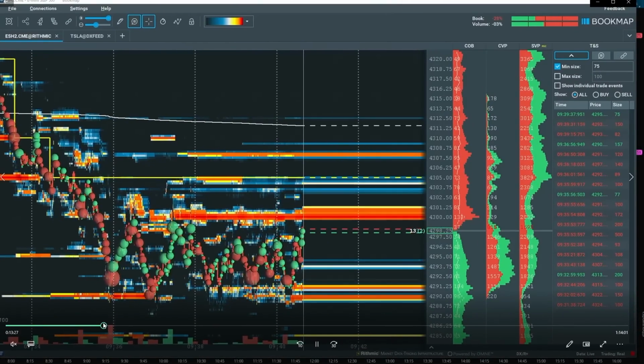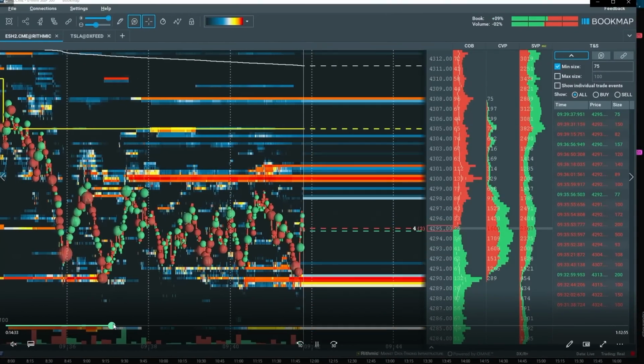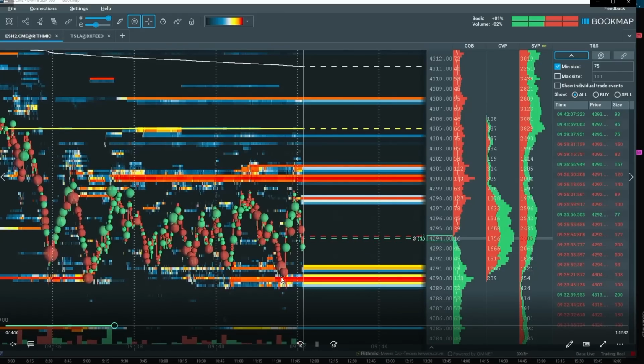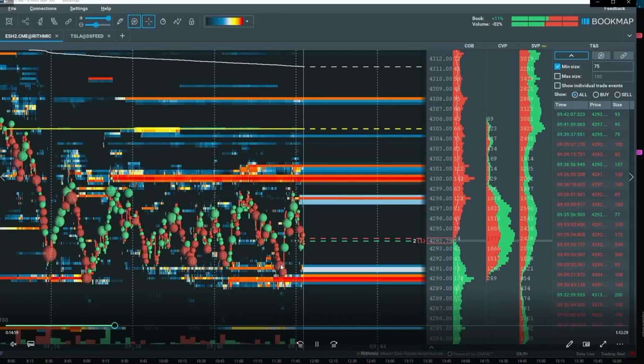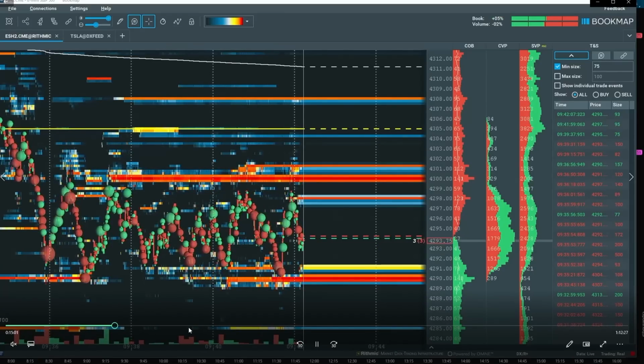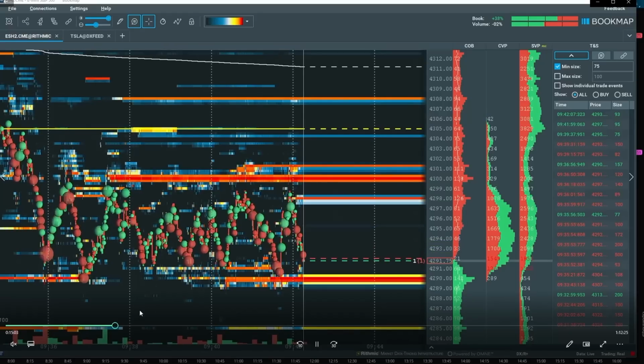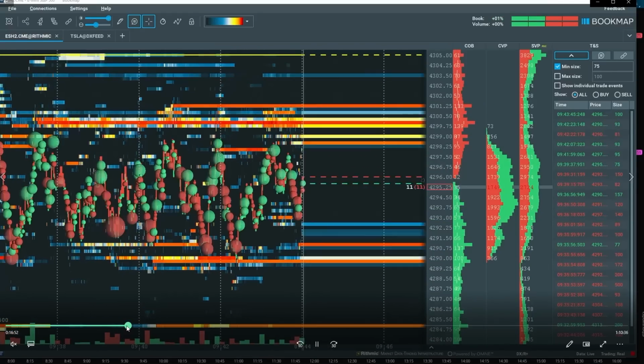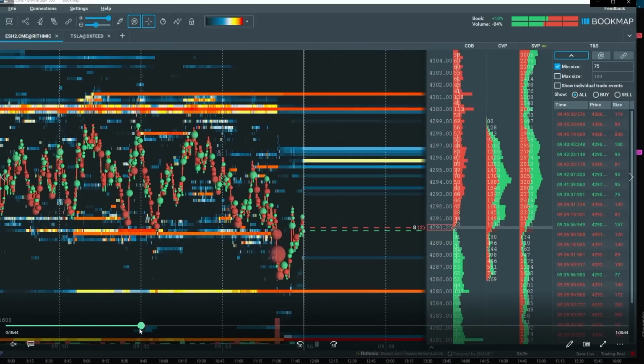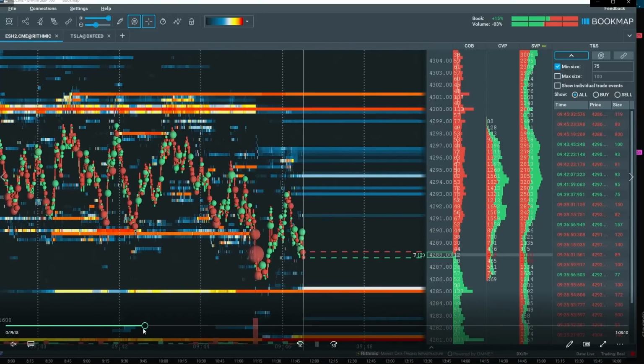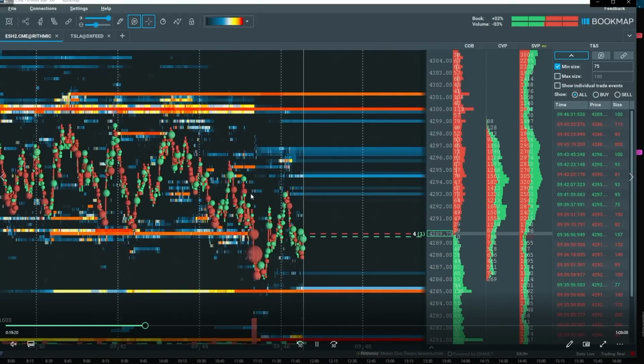Then the market consolidates. I think we break. Okay, then we pull back into 4290. More passive buy orders get filled. Aggressive sellers are hitting that order. And we're consolidating in this range for like 15 minutes. Then we break the low and aggressive selling prints come through.